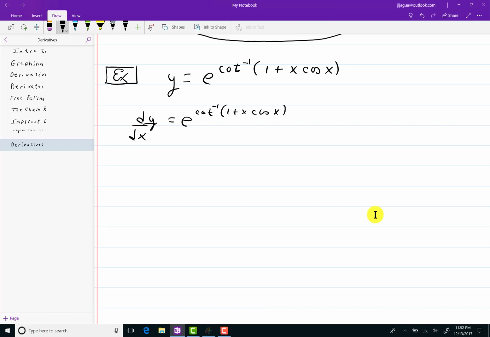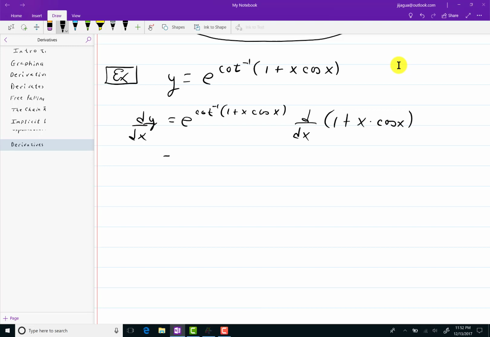But then the chain rule tells us that we need to multiply everything by the derivative of this stuff inside the parentheses. So d over dx of 1 plus x times cosine of x. I put that dot there to remind myself to use the product rule for that piece.